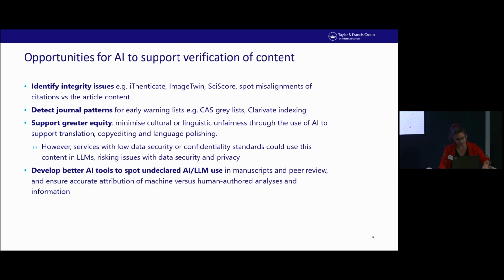There is an opportunity that AI can help to level the playing field in terms of language. We know it can take an awful lot longer for somebody whose first language is not English to write an article in English. And actually, if we can help using AI to support translation and language editing and polishing, we can level that playing field.